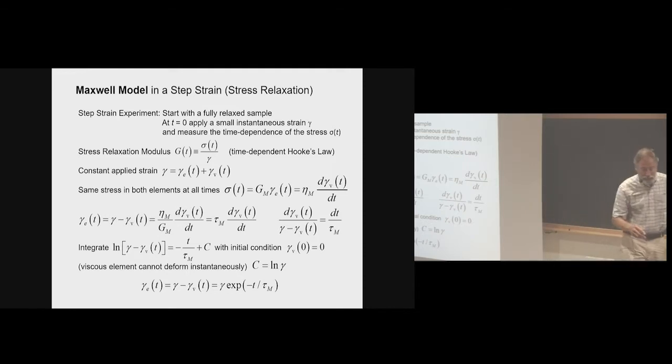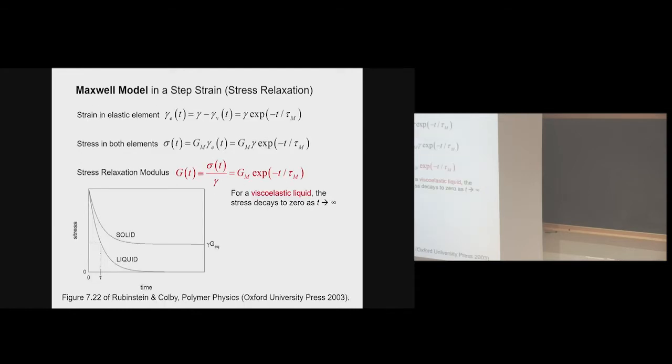If we're interested in the stress, this is the simple form that we want, because we want the strain in the elastic element, and we're going to multiply that by the Maxwell modulus to get the time-dependent stress. So obviously the time-dependent stress is then also going to decay exponentially in time. That's the middle equation. And if we divide by the strain, we get the stress relaxation modulus G of t. That also decays exponentially. For a viscoelastic liquid, the stress decays to zero eventually, right? That's true in general.